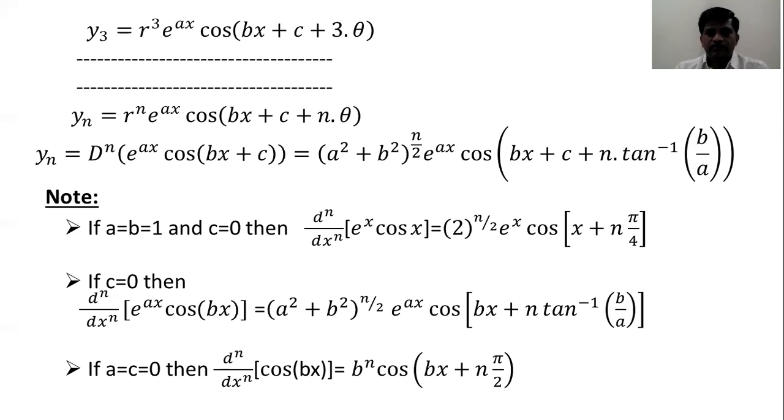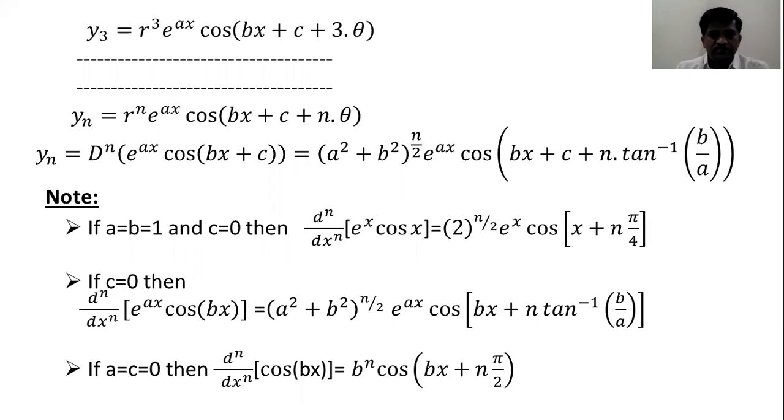Note, if a is equal to 1, b is equal to 1 and c is equal to 0, then the nth derivative of e^x into cos x is equal to, if we substitute a is equal to 1, b is equal to 1 in the above formula, then a squared plus b squared is 1 squared plus 1 squared, 2, power n by 2 into e^x into cos(1x plus c value 0 plus n into tan inverse of 1 by 1), tan inverse of 1, pi by 4, 45 degrees.